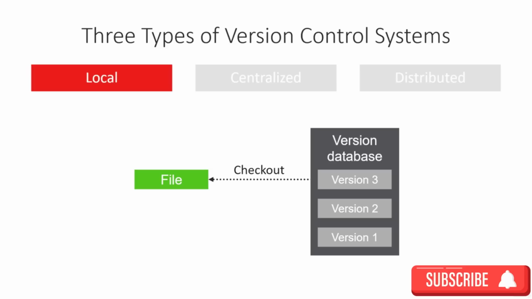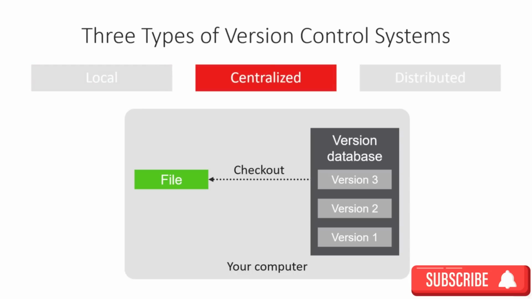Now, important to understand is that all of this happens locally on your computer. That is the reason why it is called a local version control system. It is powerful to track your code changes locally, but it does not support to work together with other developers on the same code base. Working together with other developers is where centralized version control systems come into play.